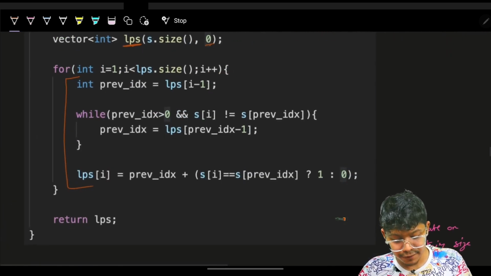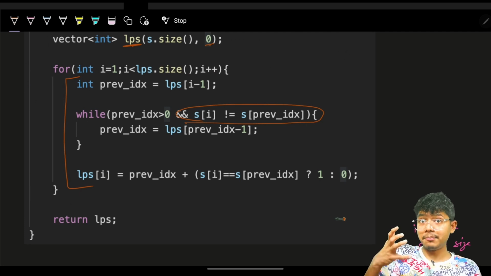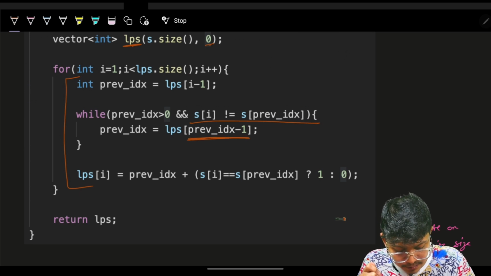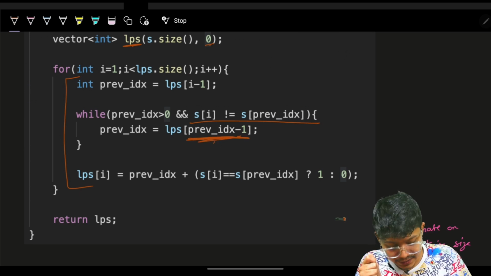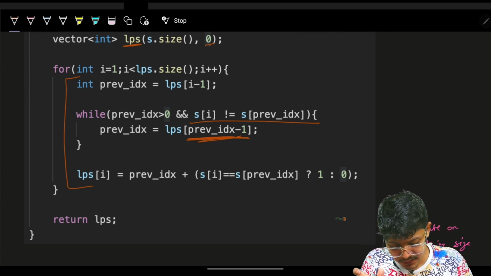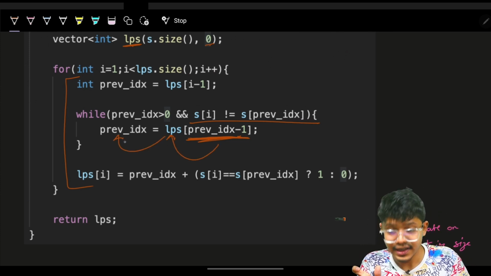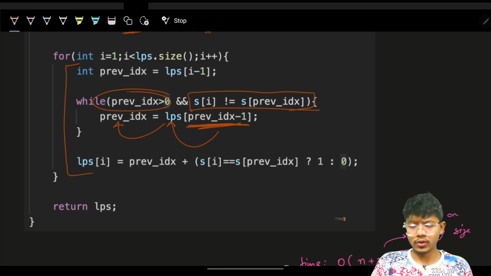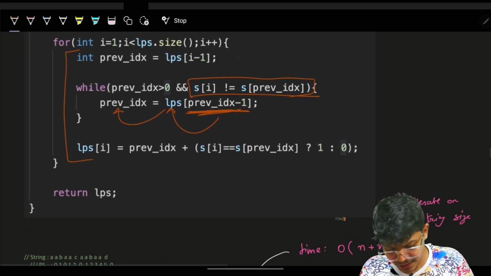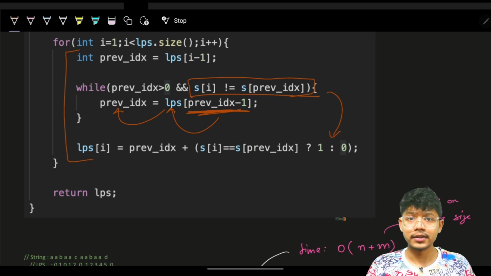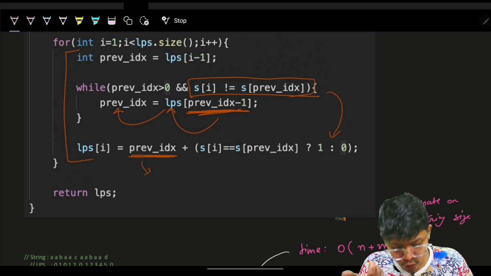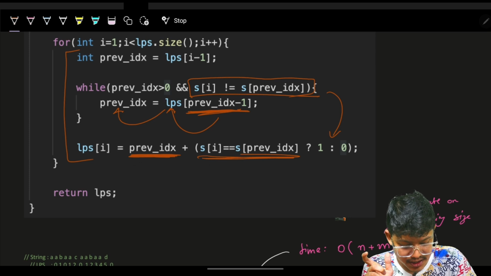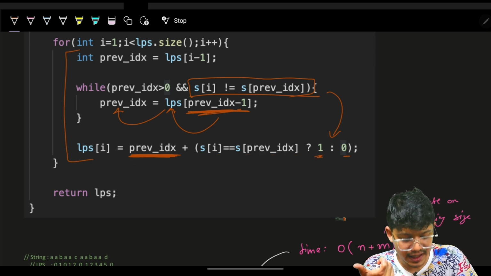So what I'll do is, if I am not matching with what my previous bro suggested to match, then I'll go and ask my bro's previous bro, get the length from him, assign it to my previous index, and then again check the same thing. I'll keep on doing this until my previous index is more than 0. As soon as any of the conditions goes false, I'll simply come down here. So this says my previous bro was matching this specific length, which is the previous index. And if I am also matching with the length, I'll simply add a 1, else I'll simply add a 0.